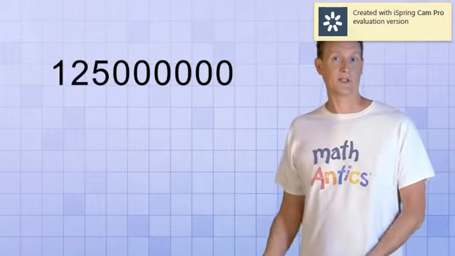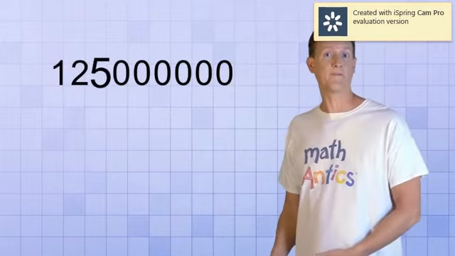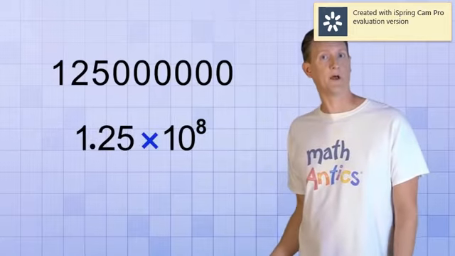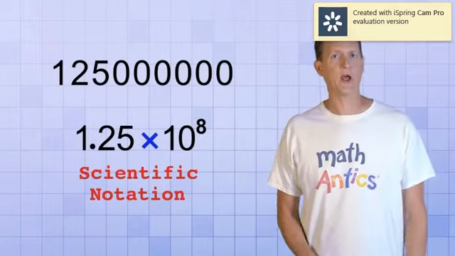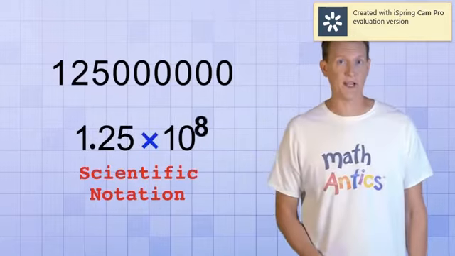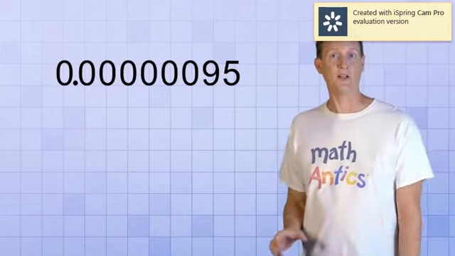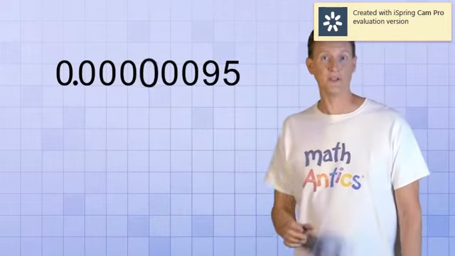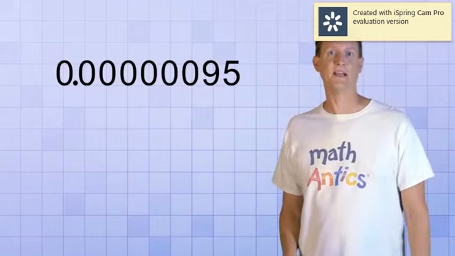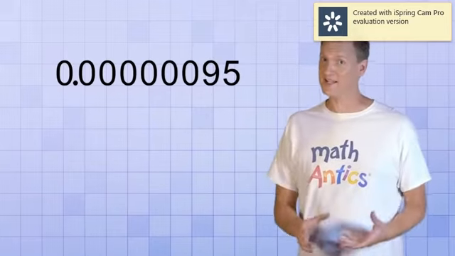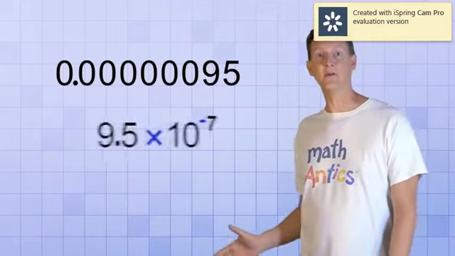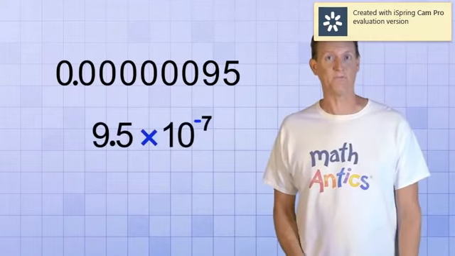Here's an example of a really long number, 125 million. And here's the equivalent number written in scientific notation, 1.25 times 10 to the 8th. This number is really small, 0.0000095. It's much less than 1, but it's not 0. And here's the same number written in scientific notation.